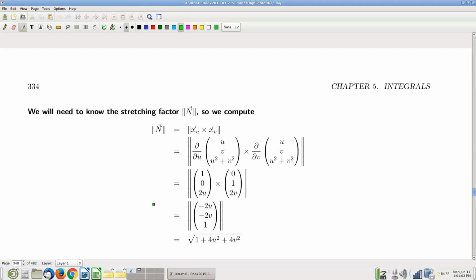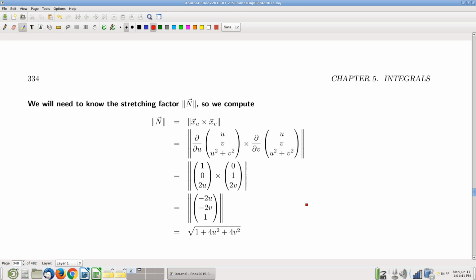We were computing this stretching factor here, and we made the observation that it comes from taking these partial derivatives, right? And then we take the cross product of those partial derivatives, and then we take the magnitude of that cross product. So just a bunch of plug and chug calculation here, and we end up with, as our stretching factor, this function of u and v.